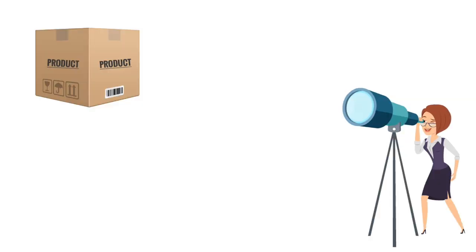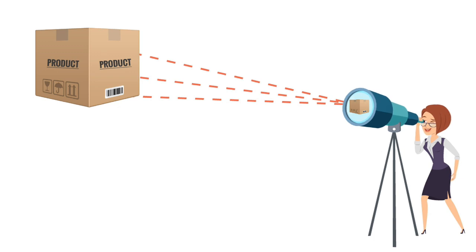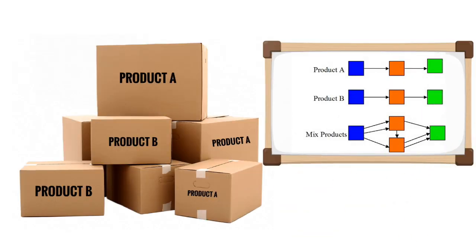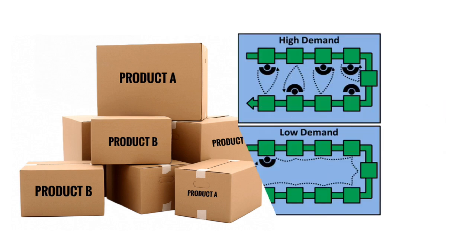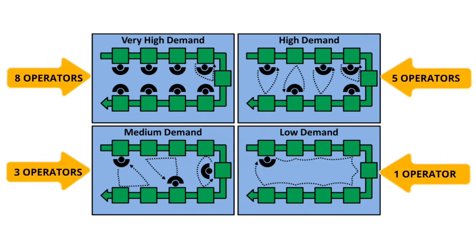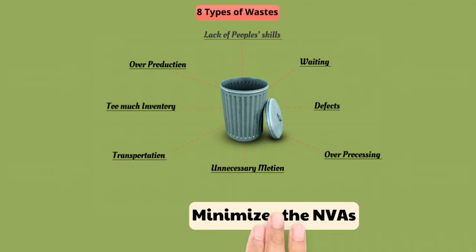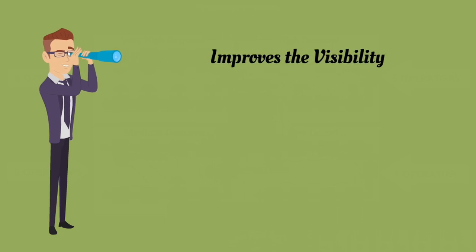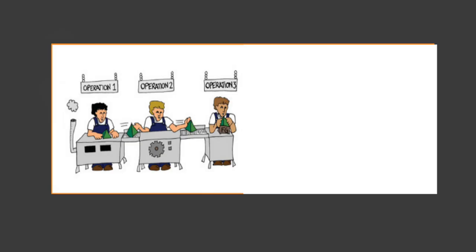The manufacturing cells are focused on the products that are taken up in the cell. They also build in a good amount of flexibility to handle various products. Cells can also help handle more or less volume of the same product, either by adding or removing operators. The cells minimize the NVAs. It improves the visibility. It enables smaller lots and sometimes single-piece production.